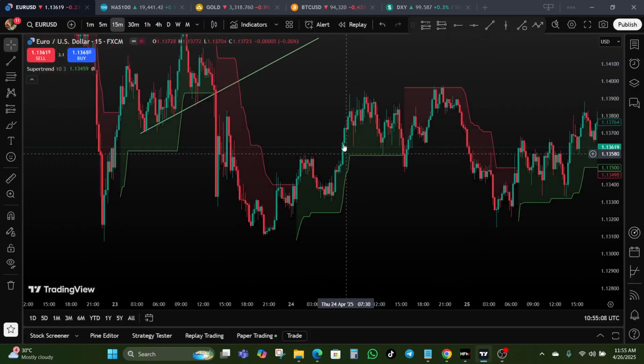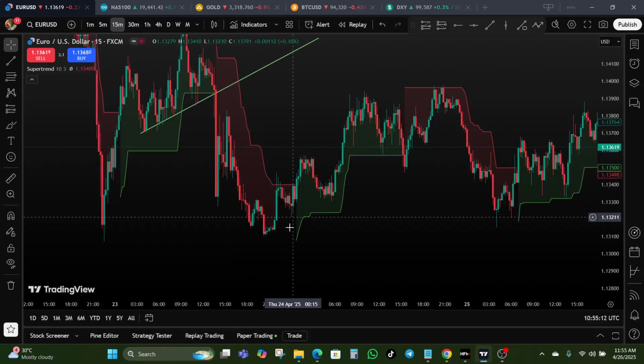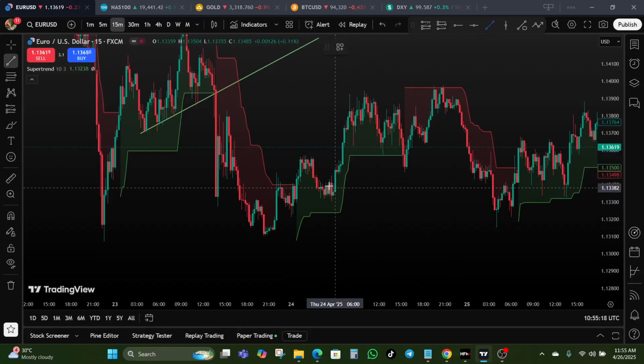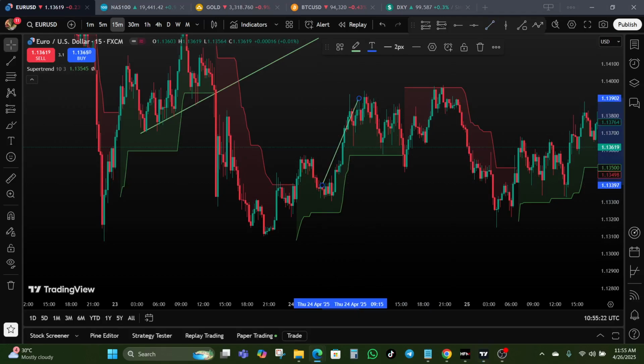Likewise, price initially trading below the super trend line while the super trend line is red, and then you notice that it breaks above it. That's a breakout. You can be looking for a good bullish opportunity, and you can see that the price went up.